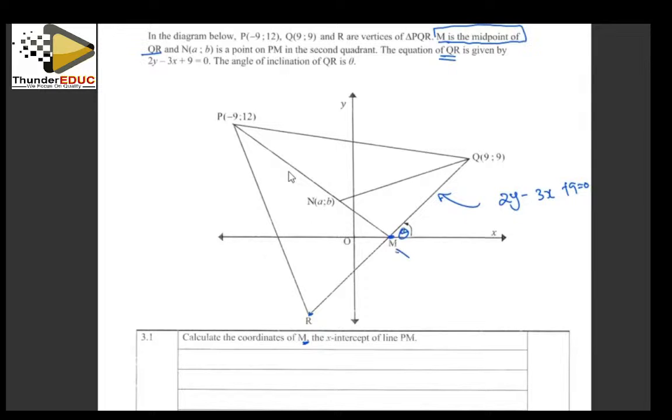So we know that M is on the x-axis, or it represents the x-intercept. Under the x-intercept, we know that y will always be 0. So where there is y, I'll put a 0. So that's going to be 2 times 0 minus 3x plus 9 equals 0. So negative 3x, let's move the 9 to that side, is negative 9. Divide both sides by negative 3, which means x is 3. So the coordinates of M are basically (3, 0).